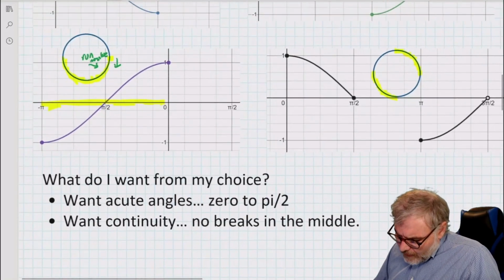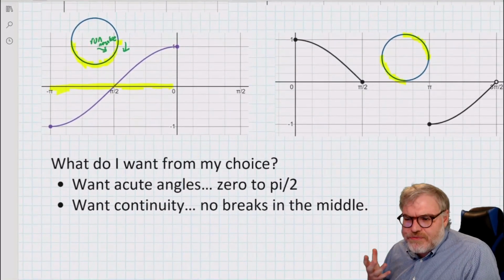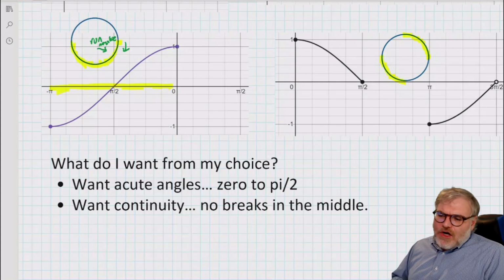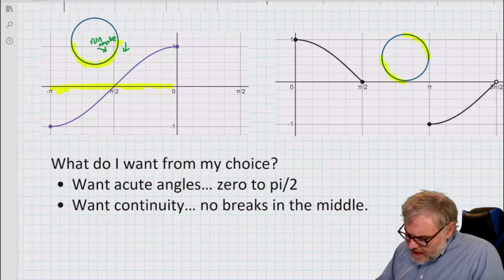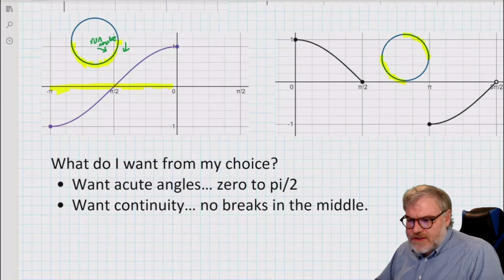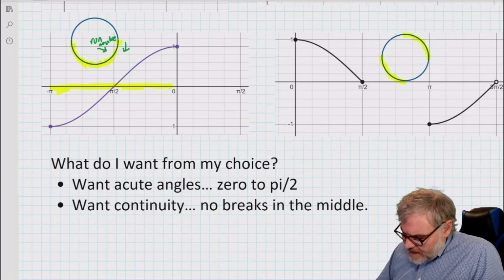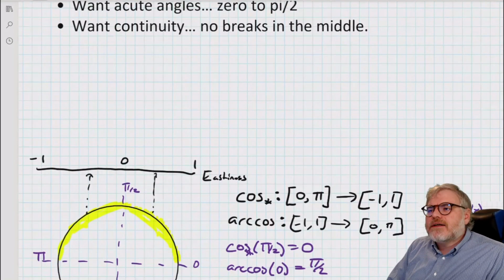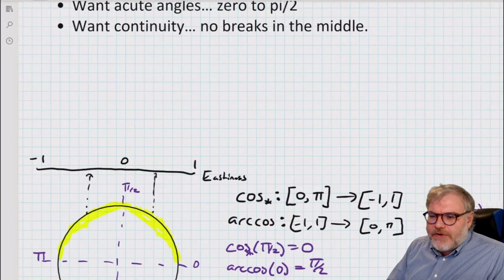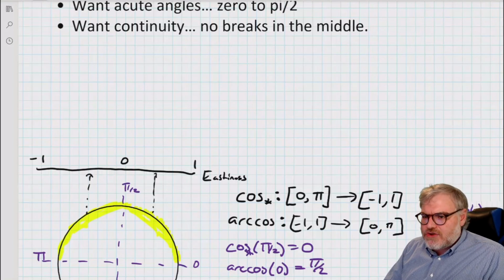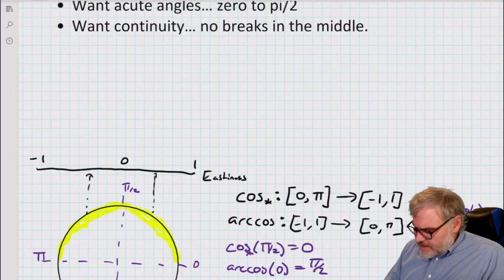But what do I want? Well, I want 0 to pi over 2 in, right? Because those are the acute angles, okay? And then I want no breaks in the middle. Well, if I choose to have acute angles, that first portion of the unit circle from 0 to pi over 2 in it, and then I want no breaks, I'm stuck with the first choice, which is kind of the obvious one. It's like, well, duh, why didn't you just say we're choosing this? Well, I kind of wanted to emphasize the fact that we are making a choice. And it's an arbitrary choice.